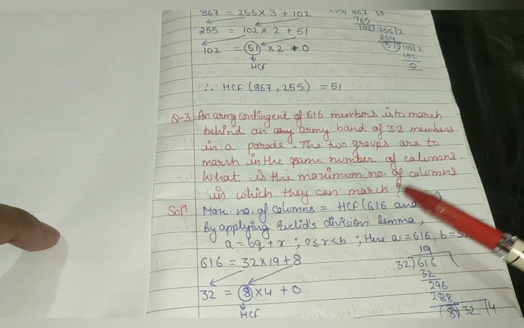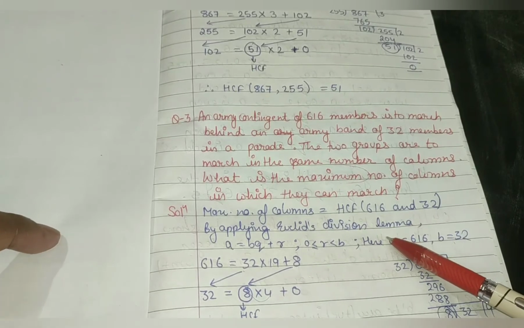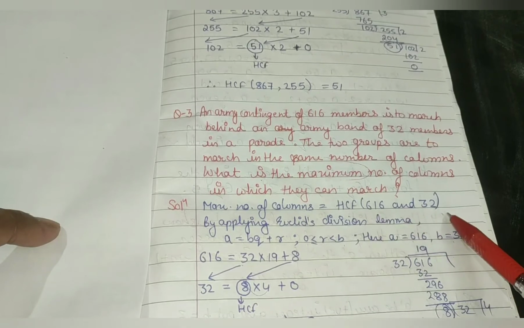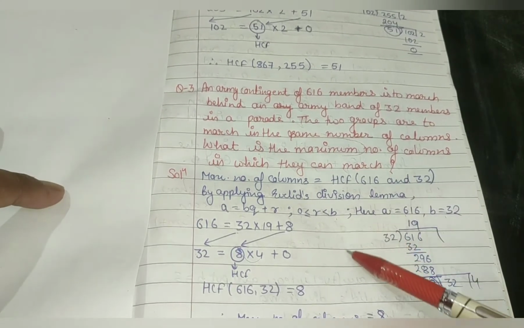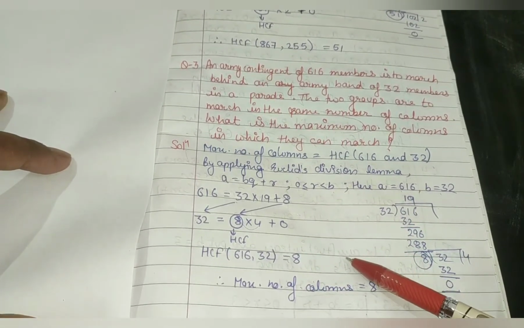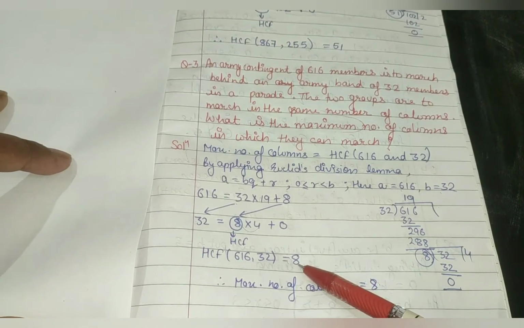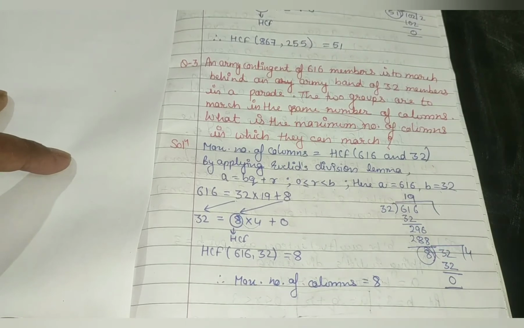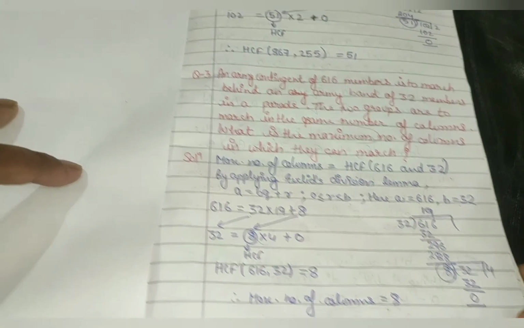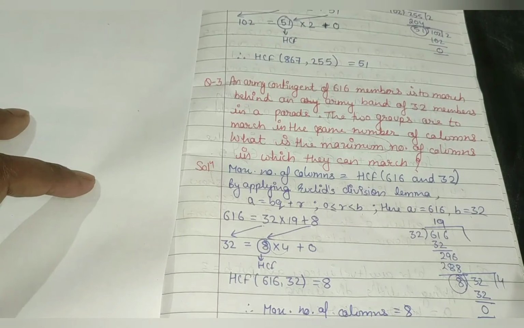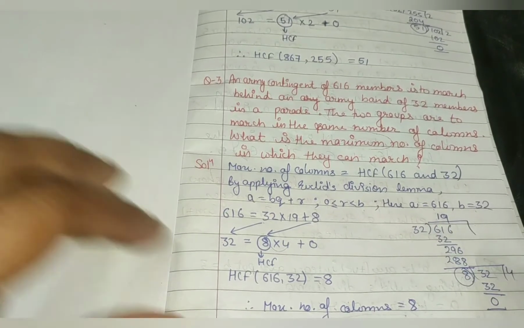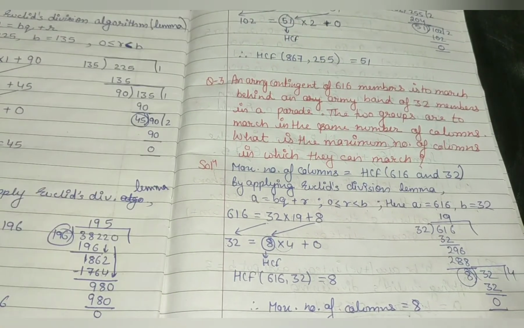Again here we are using Euclid's division lemma. In the same manner, the maximum number of columns is equal to the HCF of these two numbers. So we'll find the HCF of these two numbers. You can observe here the HCF is 8. It means the maximum number of columns is 8. If suppose I need to find the minimum, then in the case of minimum we'll find the least common multiple, that is LCM.